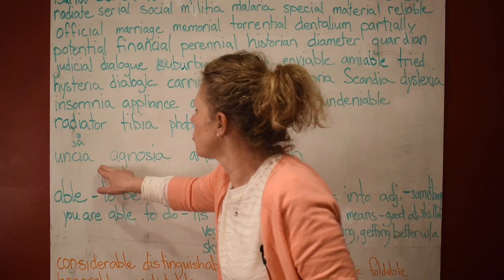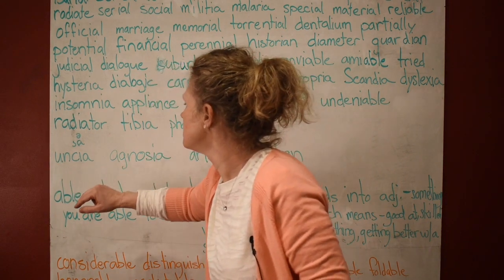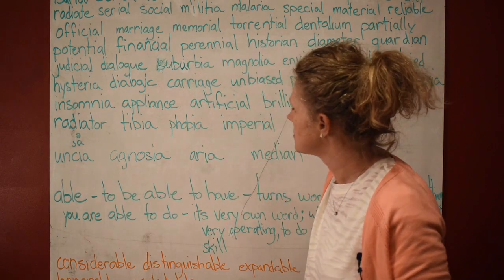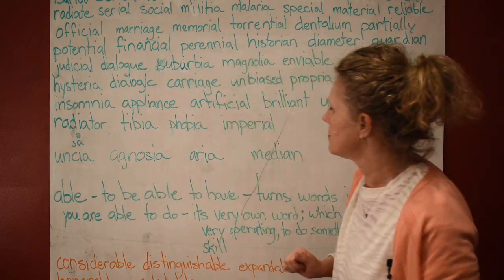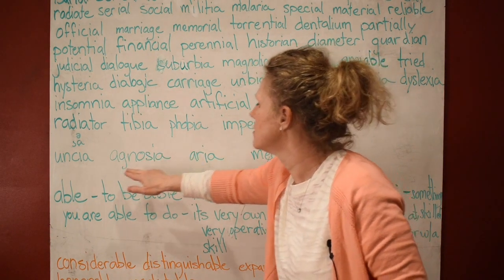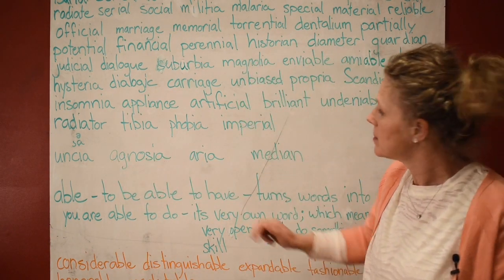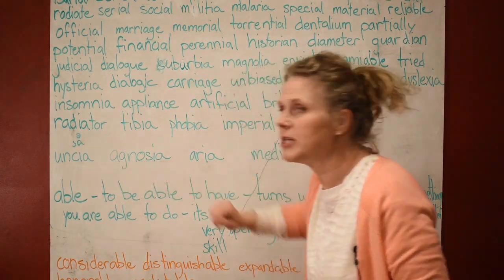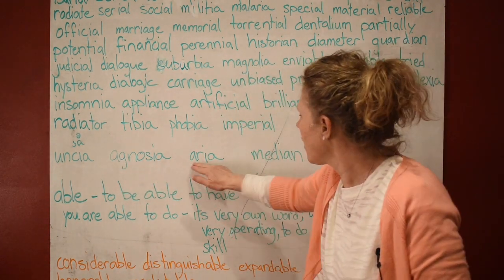This is an unusual word. This says unsha. So this is a digraph. Agnosia. Same thing here. It would be a hard word, but you can spell it. You can decode it. Area.